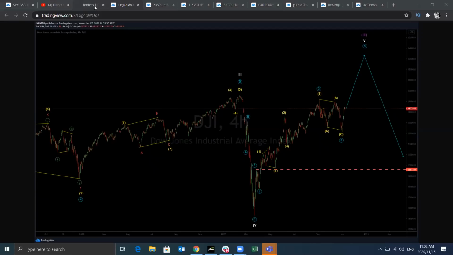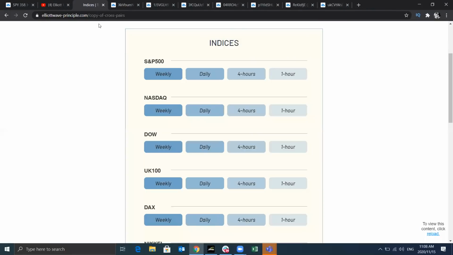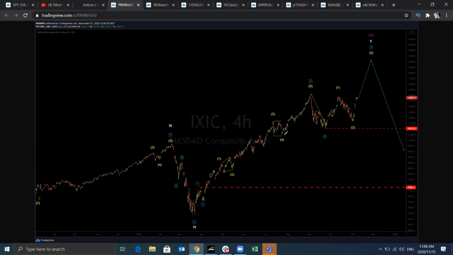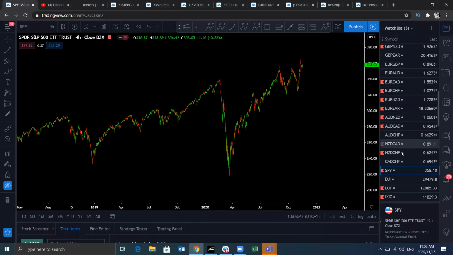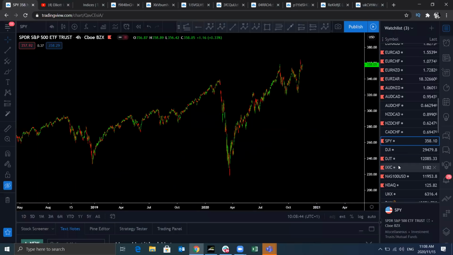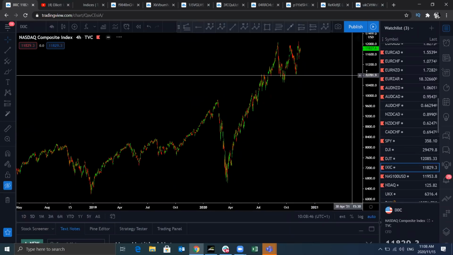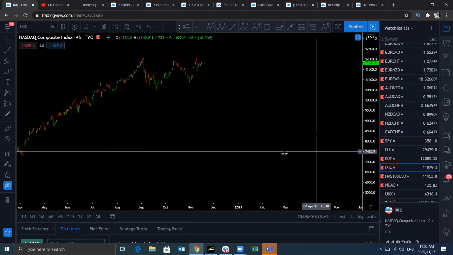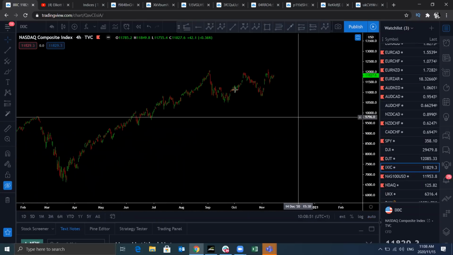Let's look at the next one, the Nasdaq. We're looking for this one to push to the upside. So the Nasdaq structure is going to change a bit. Let's look at this structure. So the Nasdaq may change slightly in terms of structure.